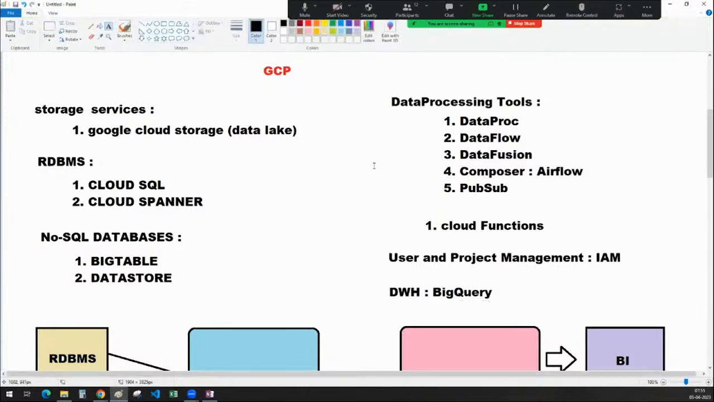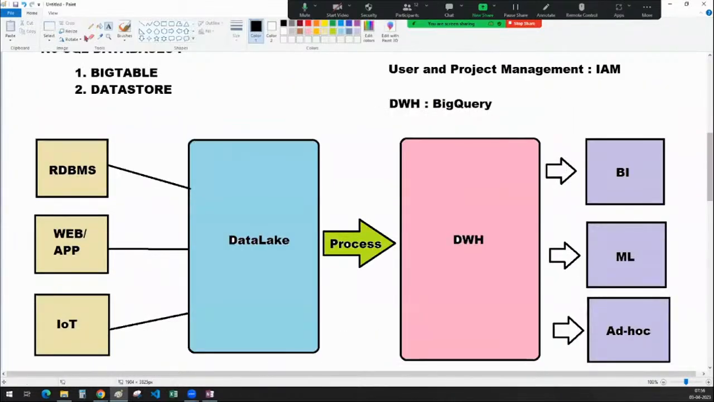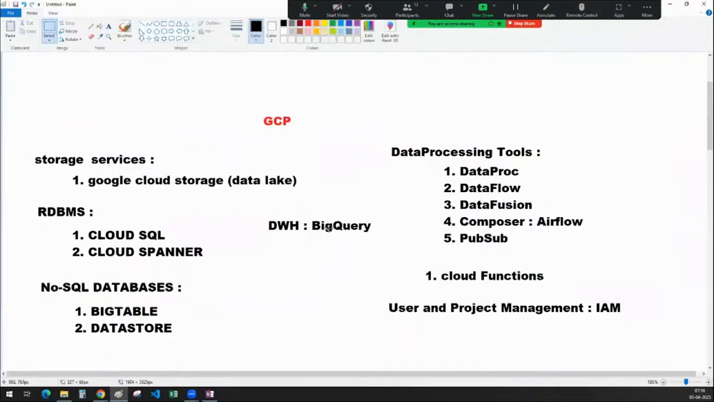BigQuery. Okay, what is BigQuery, guys? BigQuery is a modern data warehouse. It acts as the data warehouse in GCP. This is also one more important thing that I actually forgot to mention somewhere. This is a very important tool comparatively.